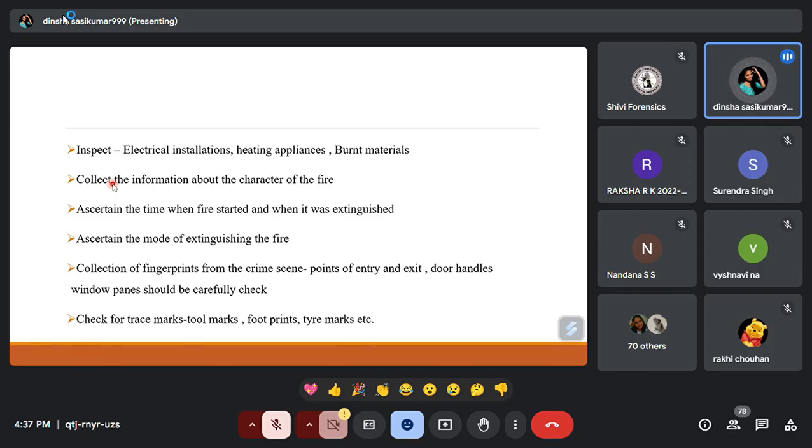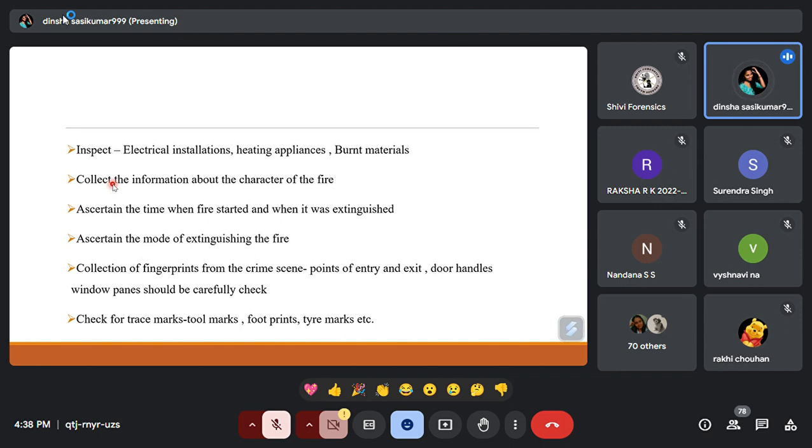Then collect information about the character of the fire. The details about the character can be collected from a person who has witnessed the fire scene. So we have to conduct a witness interview in detail and collect information about the character of the fire, like the color of the flame, the duration of the fire, and the methods used to extinguish the fire. We have to collect all these details from the witnesses or from the bystanders.